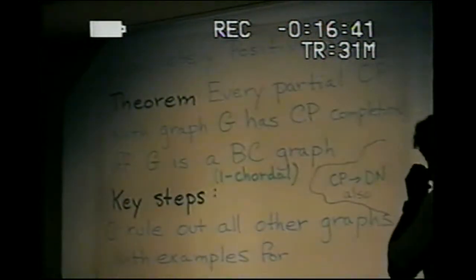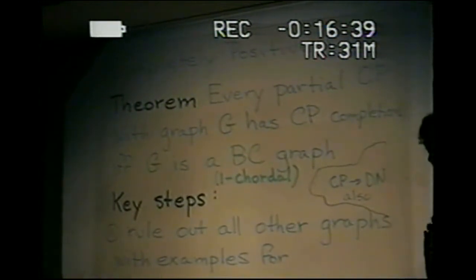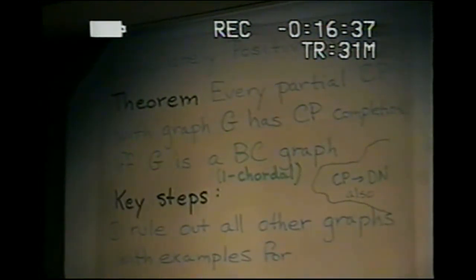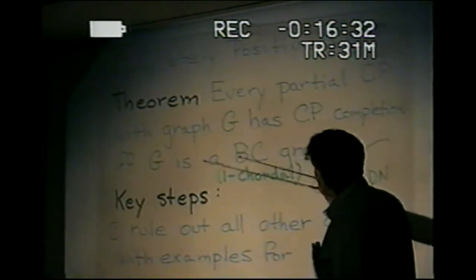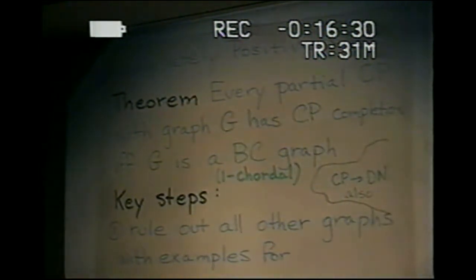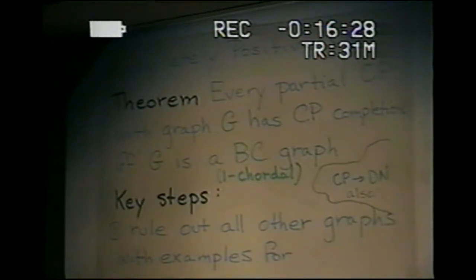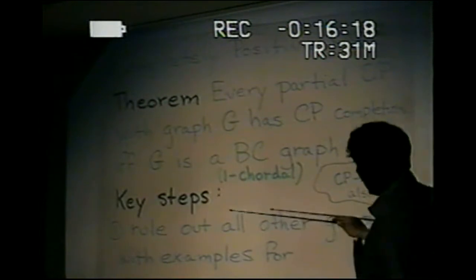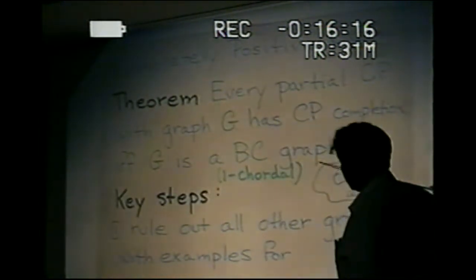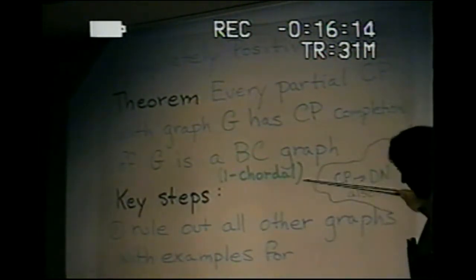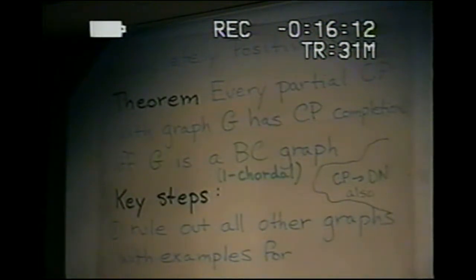And so now, suppose I have a partial, completely positive matrix. With the given graph, I can again ask the question: what do I need to know about the graph in order to ensure a completely positive completion? And the answer, as in the inverse M-matrix case, is that the graph be one-portal.